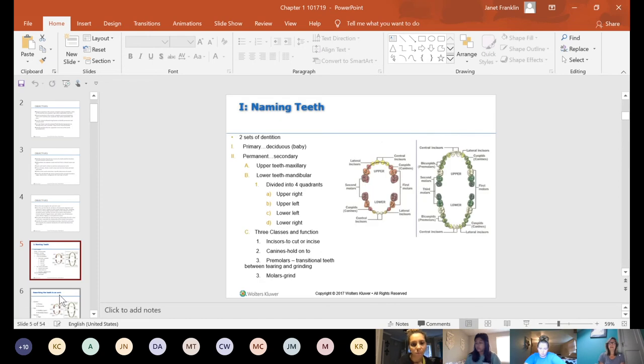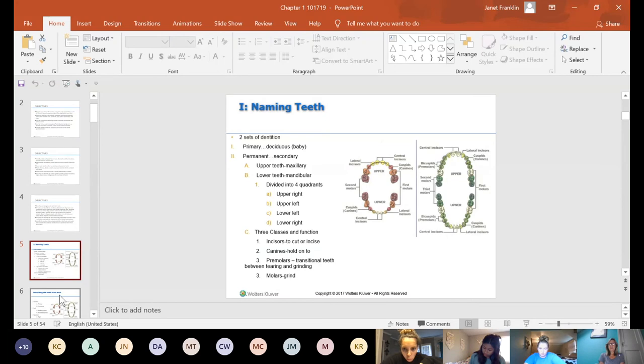So we're going to start with naming the teeth. Those of you who have dental experience are probably familiar with this. You have two sets of teeth. You have a primary dentition or baby teeth, and you have your permanent dentition or secondary teeth or just permanent teeth. Your upper teeth are called your maxillary teeth. Your lower teeth are your mandibular teeth.